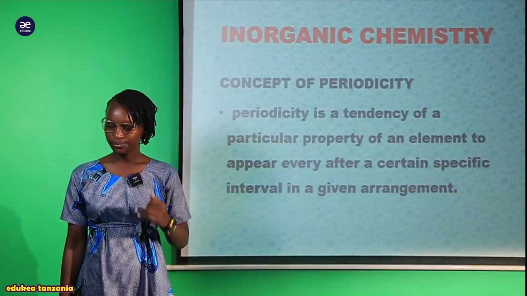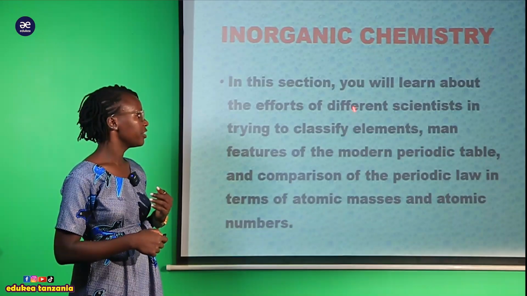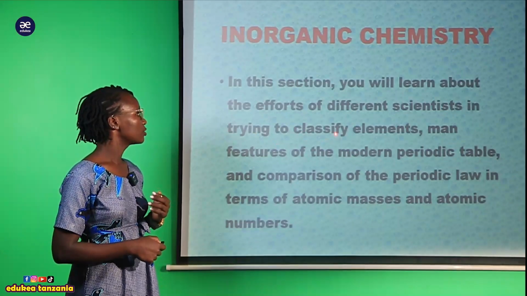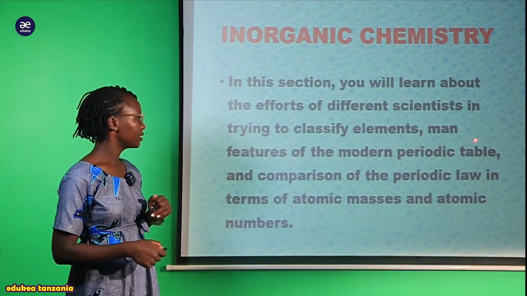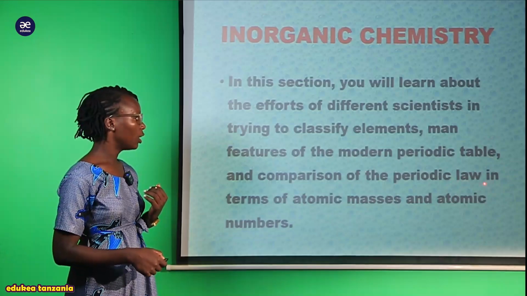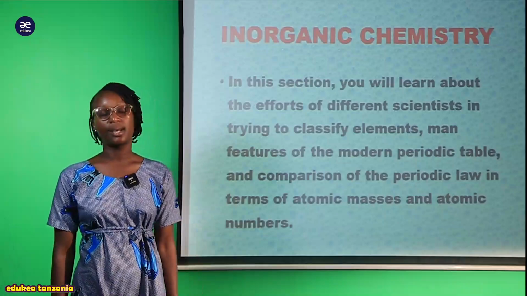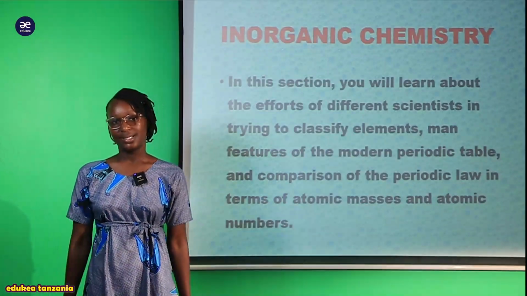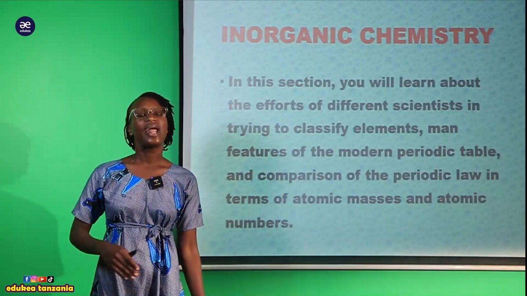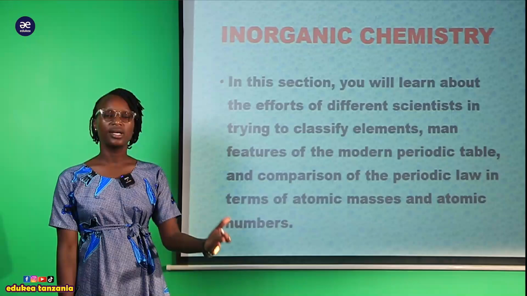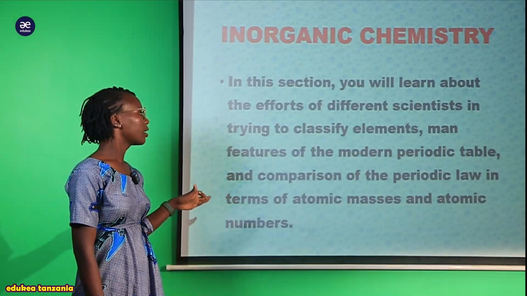So my student, you can say that in this section you will learn about the efforts of different scientists in trying to classify the elements, main features of the modern periodic table, and the comparison of the periodic laws in terms of the atomic masses and the atomic number. Sasa hapa kwenye concept of periodicity ambapo tunaona kwamba inaonyesha ile tendency. Sasa tutaenda kuona kuhusiana na the issue of the different scientists, wataalamu mbalimbali walivyokuja na idea zao jinsi ya kufanya arrangement ya hizo element kwenye periodic table, wakiwa wamefanya consideration ya issue ya atomic masses lakini pia na atomic number.